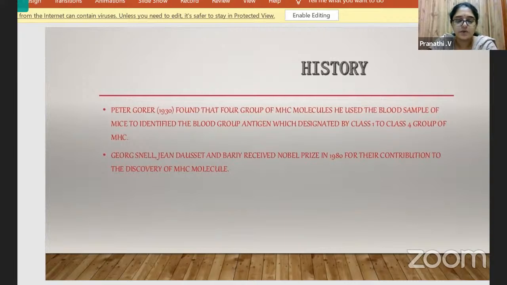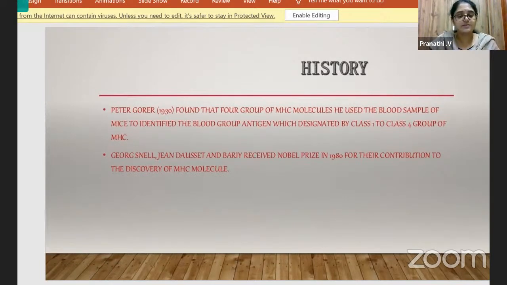Then we have something known as the adaptive immunity. We have two types, that is cell mediated and the humoral immunity. This generates antigen specific immune responses. So you have T cells and B cells that perform the humoral and the cell mediated immunity.